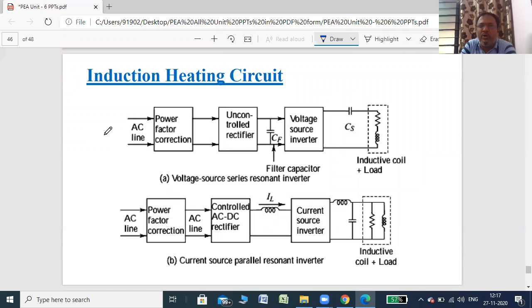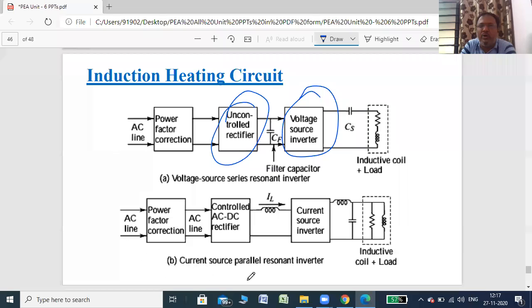So again, same AC line, 50 hertz to 230 volt. Power factor correction is required every time because the input current, the source current, may have a lower power factor. So power factor correction is required. Then uncontrolled rectifier, which is a DC converter, again a filter, and then voltage source inverter. This is one of the types.